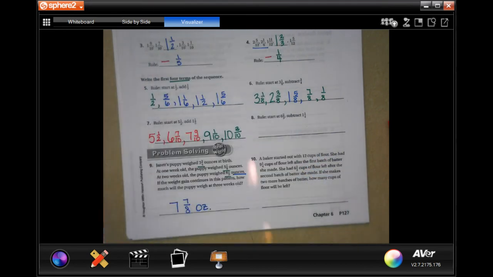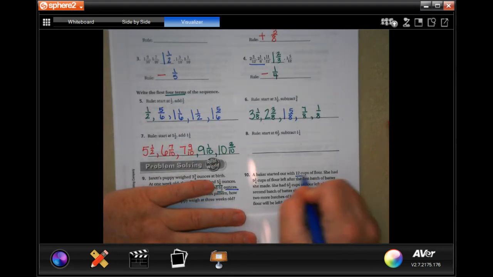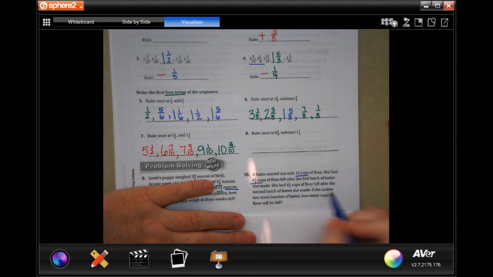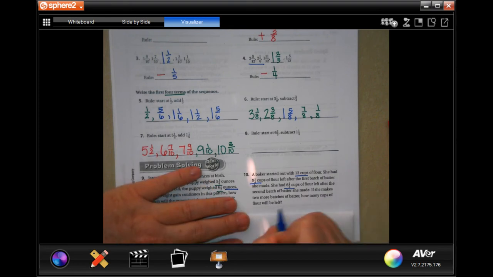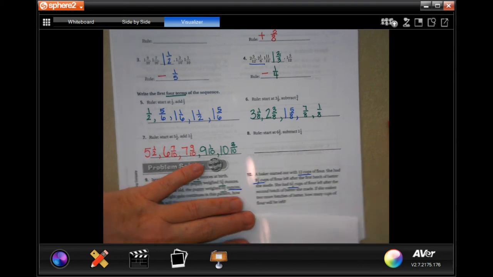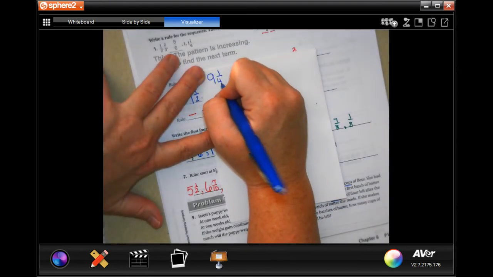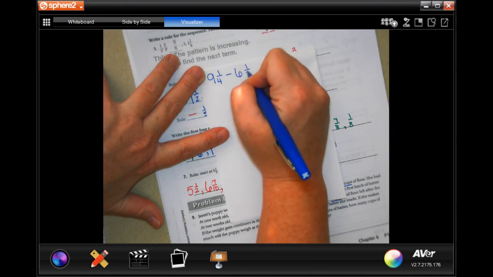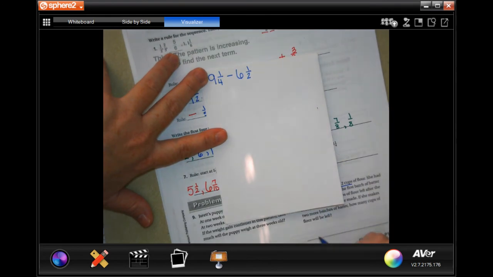Okay. All right. Number 10. A baker started out with 12 cups of flour. She had 9 1/4 cups of flour left after she used the first batch of batter she made. She had 6 1/2 cups of flour left after the second batch she made. If she makes 2 more batches of batter, how many cups of flour will be left? Okay, so I'm going to go 9 1/4 and I'm going to take away 6 1/2. That will tell me the difference. Okay, then I'm going to do that 2 more times because she made 2 more batches.